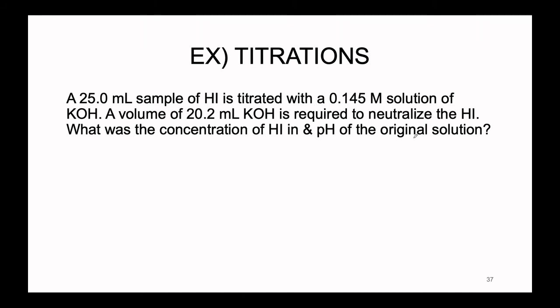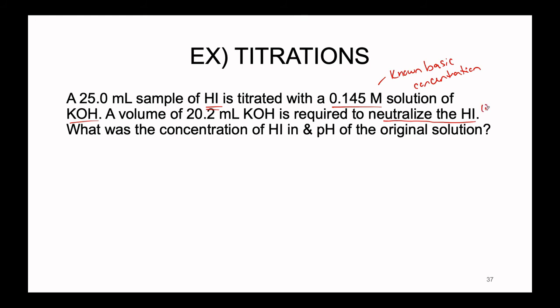So let's say we are taking a 25 milliliter sample of HI, or hydroiodic acid, and it is titrated against a 0.145 molar solution of potassium hydroxide. So here we can see that we are given a concentration, so we have a known basic concentration. I just want to put a red flag in the sand there before we keep reading. We'll come back to why this is important in a second. A volume of 20.2 milliliters of potassium hydroxide is required to neutralize the HI.